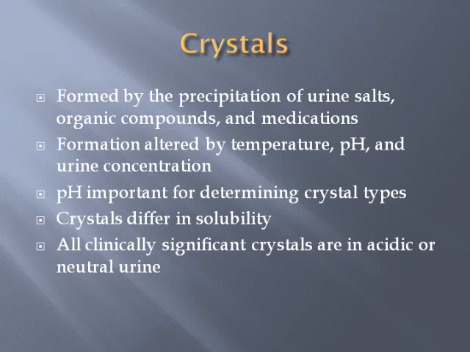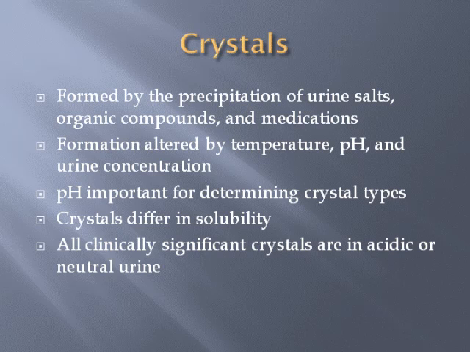On to crystals. Crystals are formed by the precipitation of urine salts, organic compounds, and medications. The formation of crystals can be altered by temperature, pH, and urine concentration. And pH is very important for determining the crystal types. Once again, they differ in solubility.